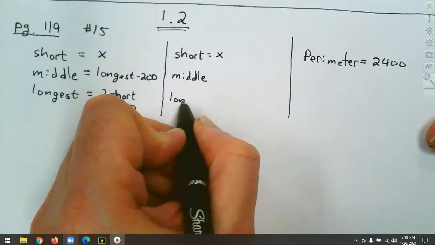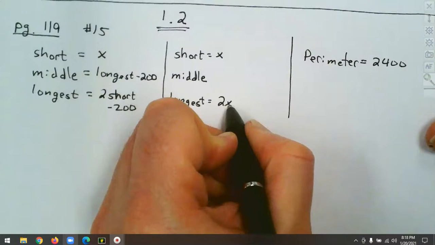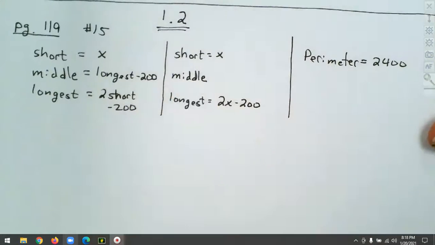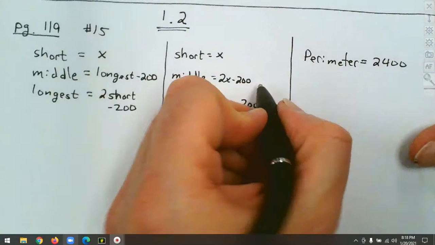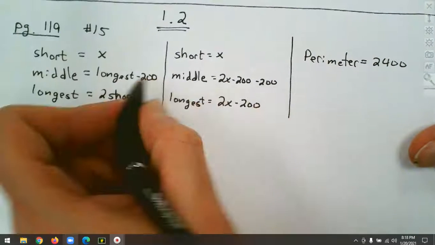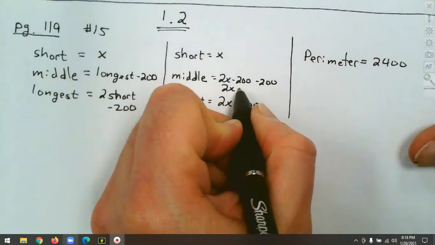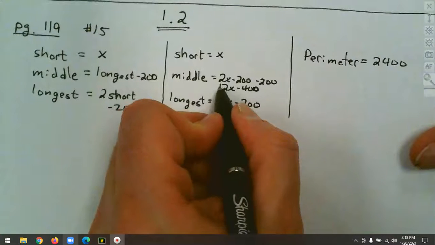And what about the longest side? What's the longest side going to be? It's going to be 2x minus what? 200, right? The middle one we haven't talked about yet because the middle one has the longest side in it. So the middle one is going to be the longest side, which is 2x minus 200 minus an additional 200. And so that makes your middle then 2x minus what? 400 total. So there's your middle side.